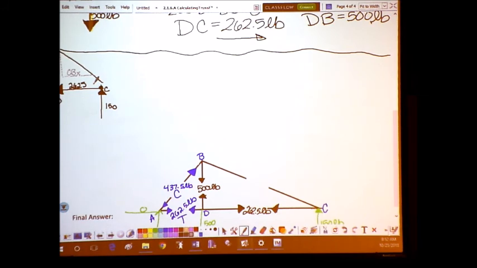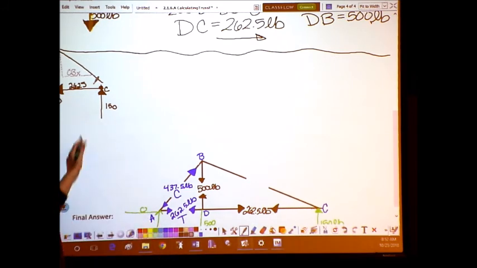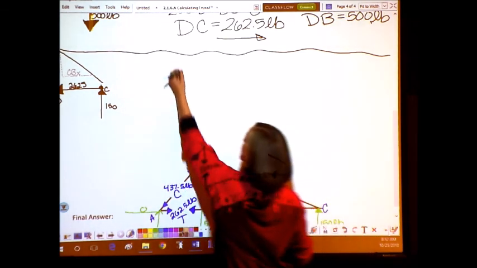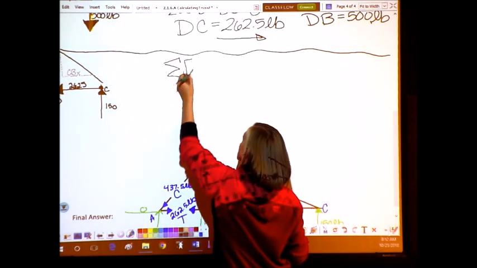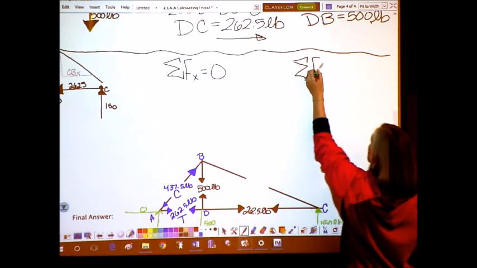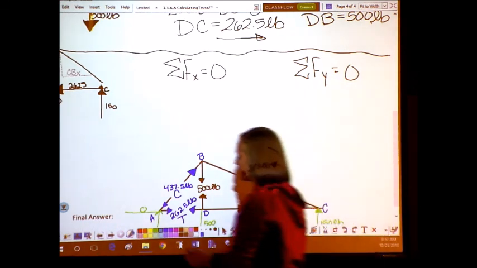Anytime you have to draw a random triangle like that, I really want you guys to come. Oh wait, let's do our sum of the forces thing. Hold on, sorry, I was getting ahead of myself. Sum of the forces in the X, sum of the forces in the Y. Let me get my highlighter. Might be a good idea for you to get a highlighter.